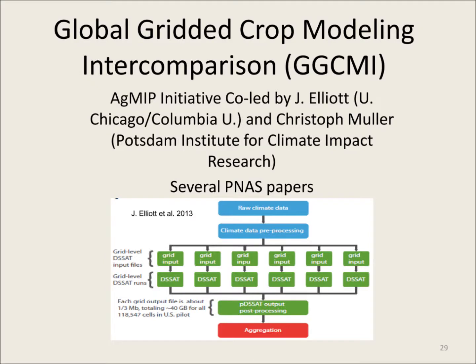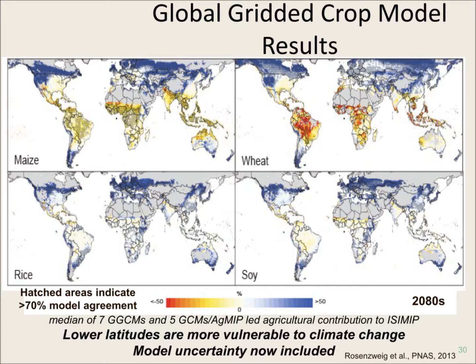I'll go through this quickly. This is the global gridded crop model work. This shows the result of the global gridded approach using 7 crop models. This was published in PNAS, Rosenzweig and others, in 2013. It shows here for 4 different crops, maize, wheat, rice, and soybean, the modeled changes in productivity of these crops under climate change conditions. And you can see some hashes on here. You can barely see it on this scale, but these show for the first time the agreement among models.